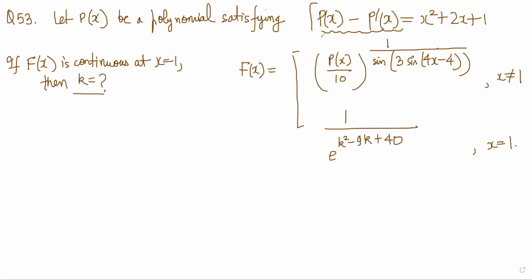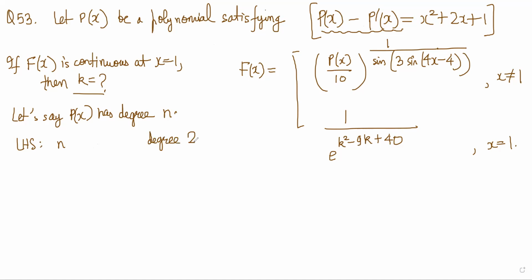So let's think about this equation. This equation is true for all x. So let's say p of x has degree n. The first thing to figure out is what degree polynomial do we have. So p of x is degree n and p dash x is degree n minus 1. So LHS has degree n, because when you add or subtract two polynomials, the higher degree is what remains, right? And RHS is degree 2. So therefore n must be equal to 2, otherwise this relation will never be equal, right?